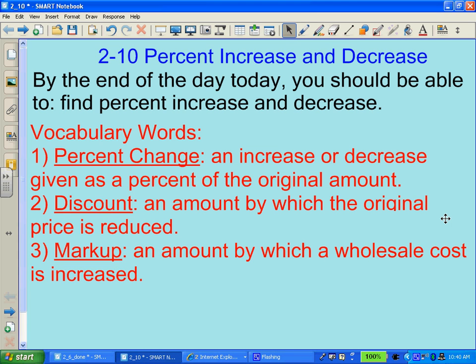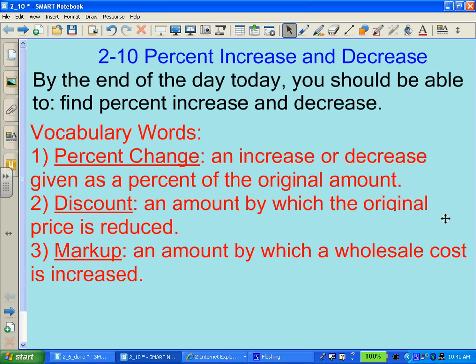Welcome to our last section of Chapter 2, 2-10. We're going to break this section up into two parts. It covers percent increase and decrease, and then it also talks about discounts and markups. So today we're going to talk about percent increase and decrease, and then in the next video we'll talk about how to deal with discounts and markups.